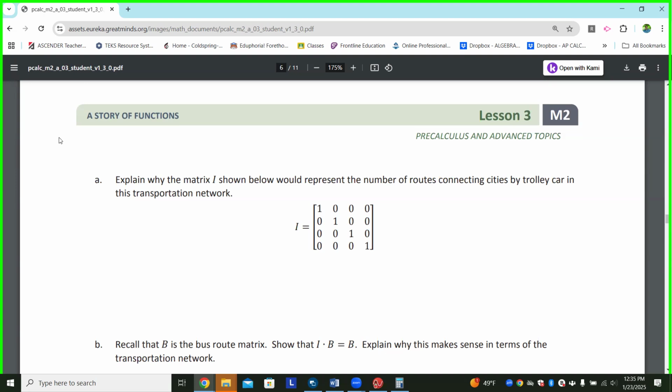So why is this a good matrix I for our trolleys? One more time. The trolleys don't leave the cities, right? So it says, explain why matrix I shown below represents the number of routes connecting cities by trolleys in this guy right here. So the trolleys never leave the city. Depending on what city they're in, which then makes sense. There should be 0 routes getting to any other city.